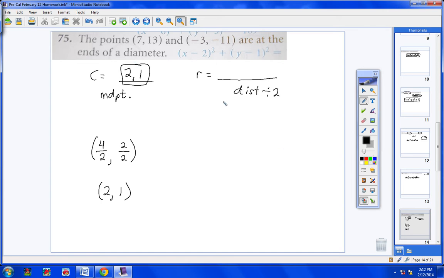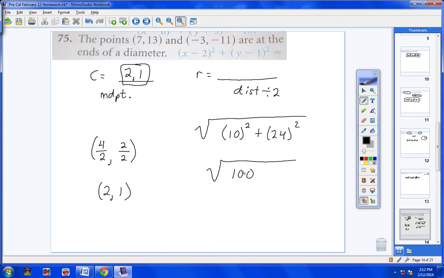Now let's go ahead and find the distance between these two points. Of course, we'll use the distance formula. So 7 minus a negative 3 would be 10 squared, plus 13 minus a negative 11 would be 24 squared, and 10 squared would be 100, and 24 squared would be 576. When you add those two together, you will get 676. And when you take the square root of 676, you will get 26.